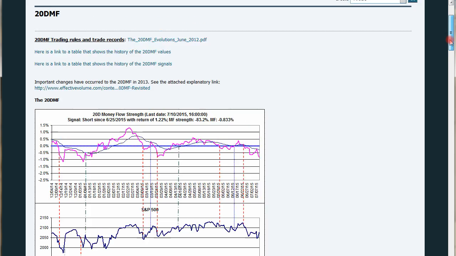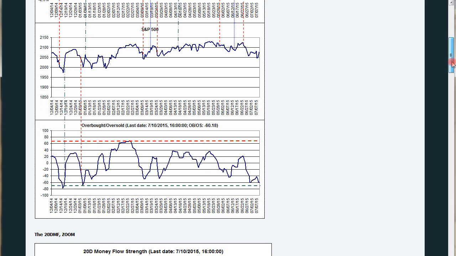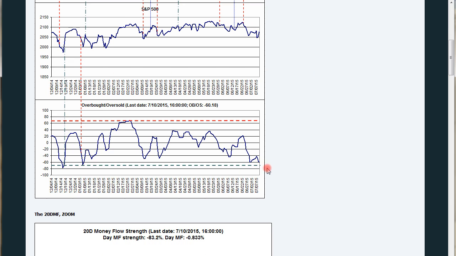This indicator can be found here in the end of day section. You click on 20 DMF and you reach this indicator here. So this indicator is used only to produce buy oversold signals. You can see here that this indicator is rated between 100 and minus 100.